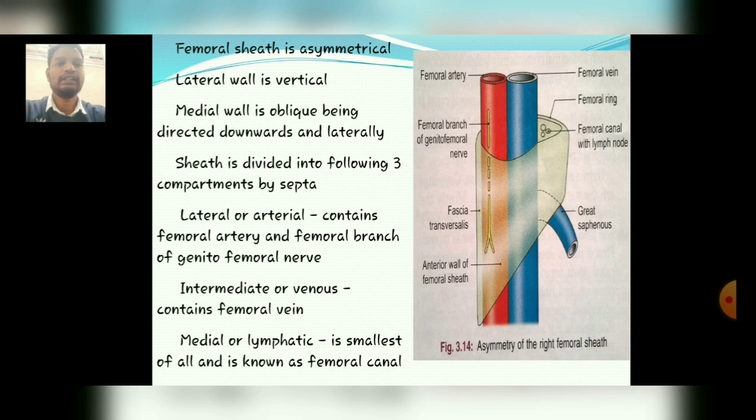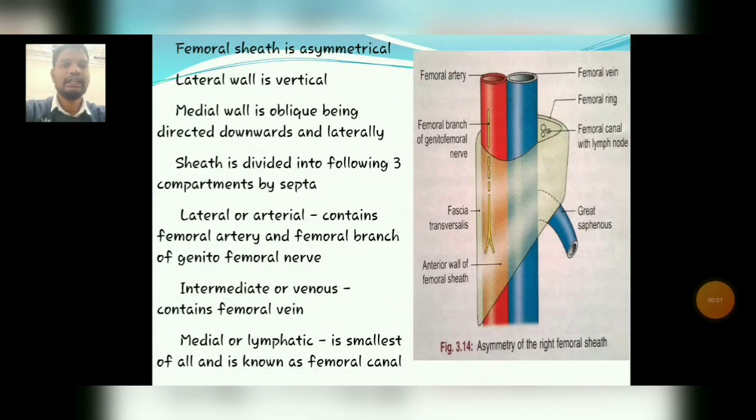The lateral or arterial compartment contains the femoral artery and the femoral branch of the genitofemoral nerve, and the intermediate or venous compartment contains the femoral vein. The medial or lymphatic compartment is the smallest of all and is known as the femoral canal.